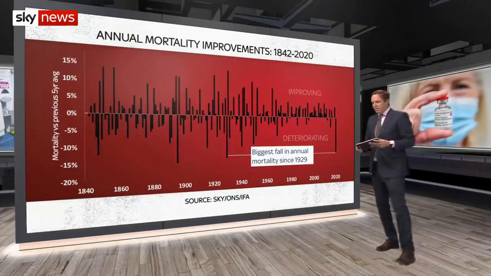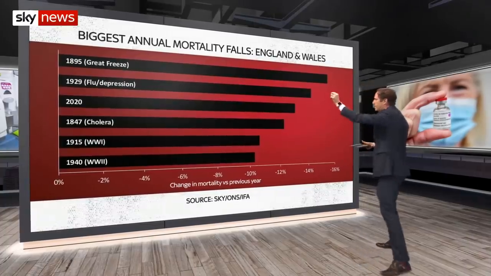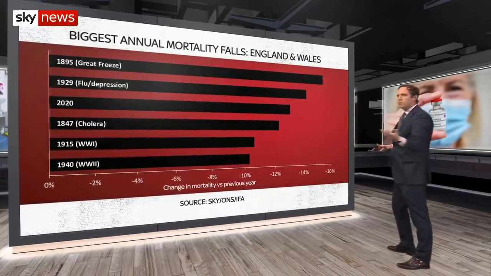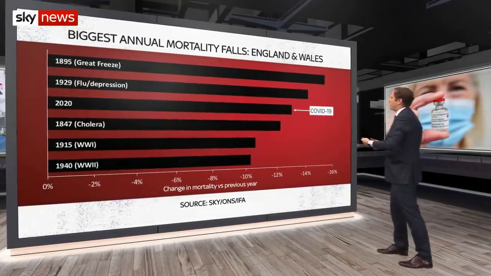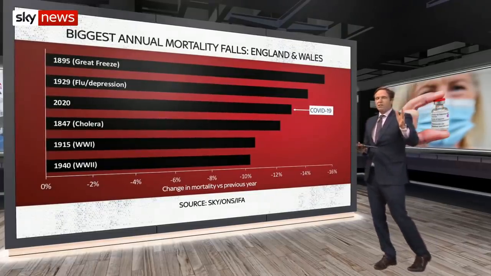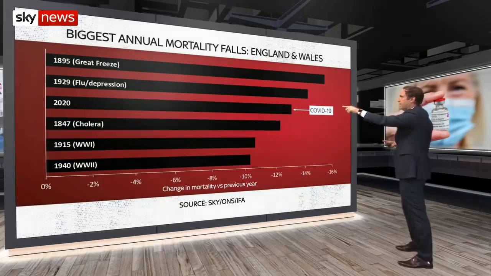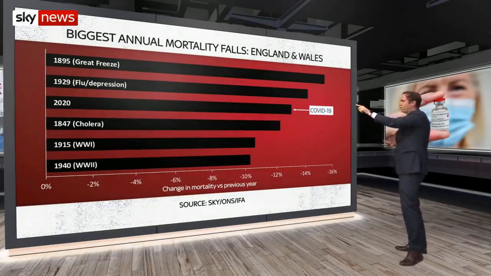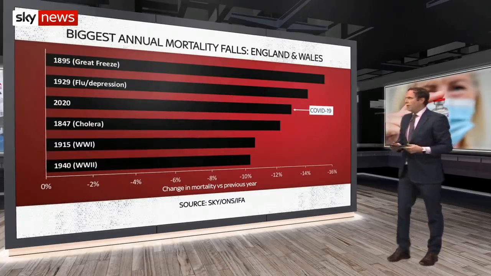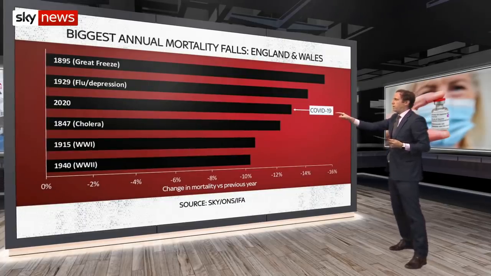It's deeply depressing. If we just compare those periods, so again, it's that same chart, but what I've done is just picked out the years where you had the biggest annual mortality falls in England and Wales. Well, here is where 2020 ranks. I'll just kind of highlight it there. There's COVID-19. So these are the biggest of all in terms of years where mortality deteriorated. 1895, the Great Freeze, very high levels of mortality there. 1929, I just mentioned a moment ago, flu and depression. Then there comes COVID-19. Then you've got 1847, famous cholera outbreaks. Then 1915 and then 1940, so during World War I and during World War II.